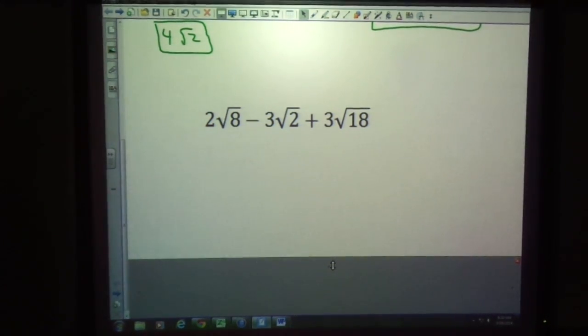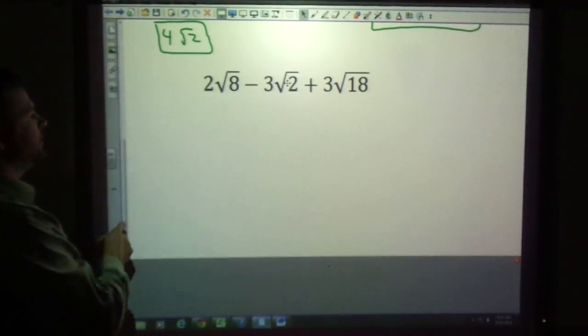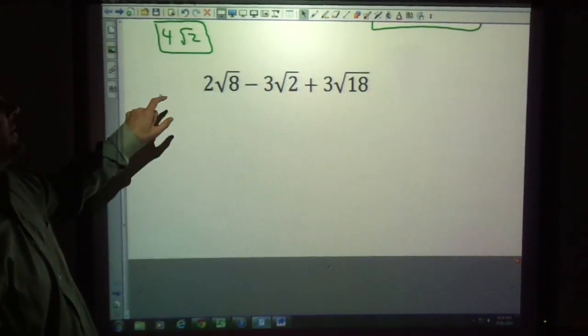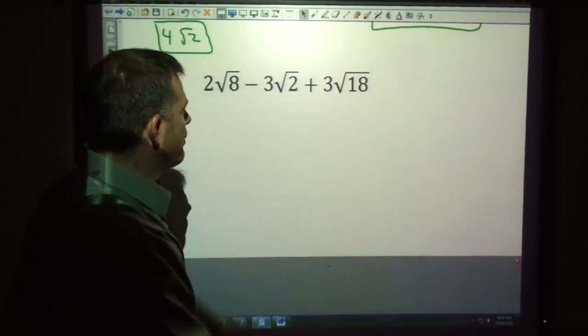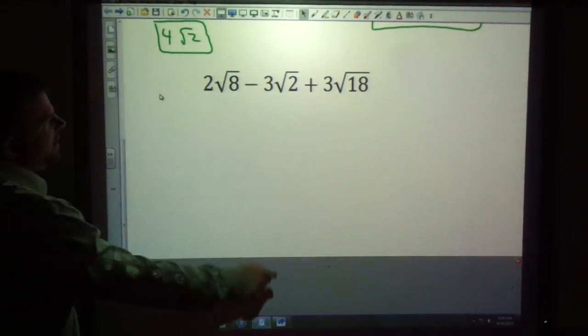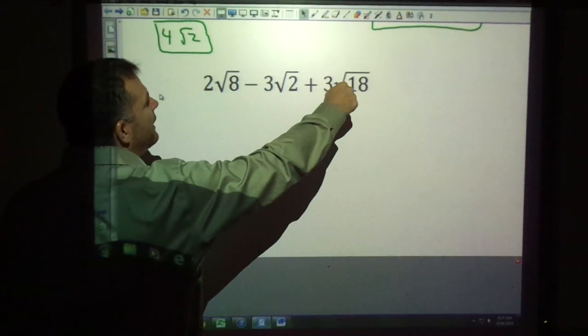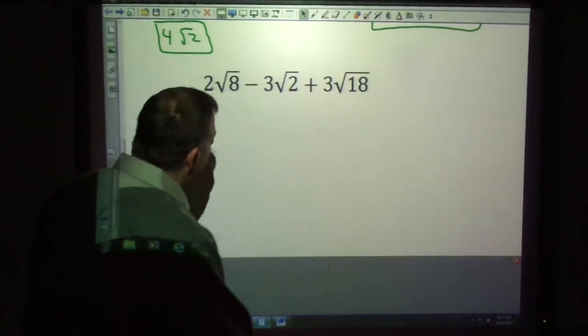It looks like on the surface that we can't do anything with it, because you just said, Mr. Bibbs, the same radicand, they have to be the same. 8, 2, 18, all different, nothing we can do, all finished, no more math. But what we need to look for is, can we change these and make them smaller? That's the first thing to always check for.